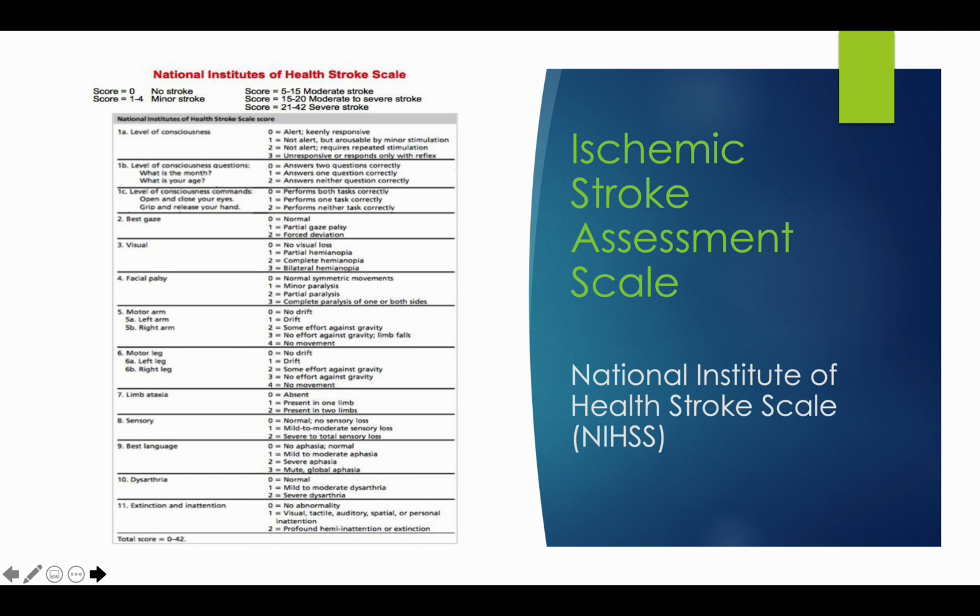You're assessing, the final one is extinction and inattention. So if there's no abnormality, that they're awake and there is no neglect, they'd receive a 0. If they're having any visual, tactile, auditory, spatial, or personal inattention, they'd receive a 1. If they're having profound hemi-inattention or extinction or complete neglect, they would receive a 2.